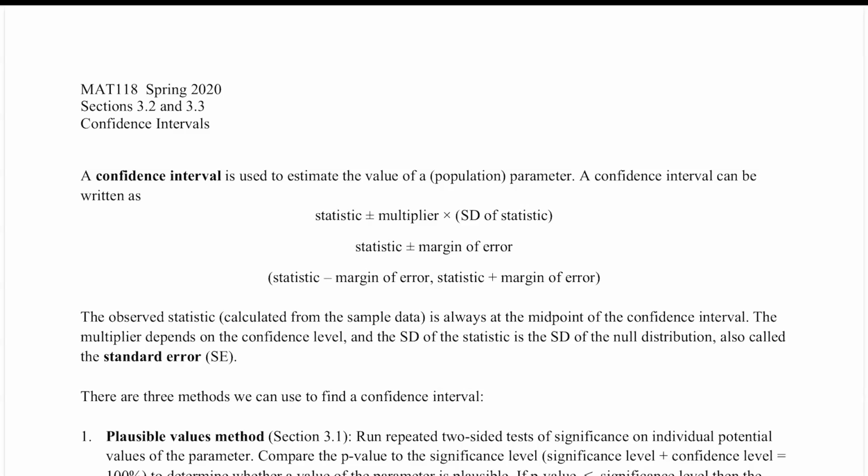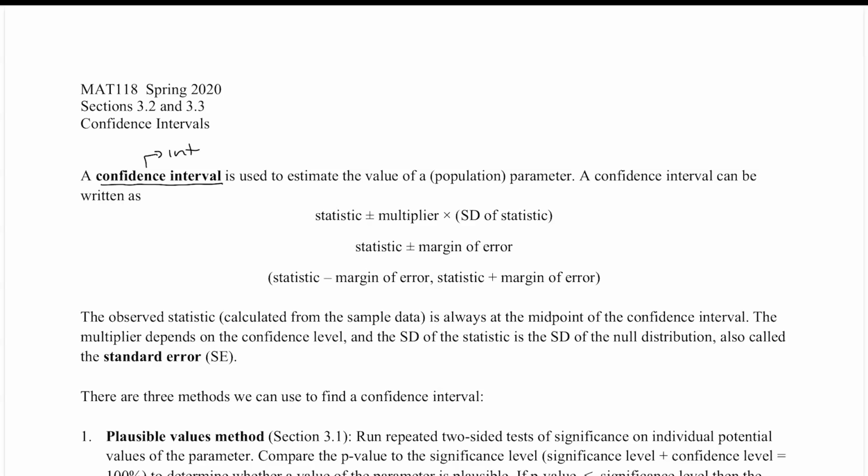Now we're going to look at two more methods for finding confidence intervals in sections 3.2 and 3.3. So a confidence interval, as we know, is a way to estimate the value of the population parameter. Remember that in general, we do not know the value of the parameter. It is unknown. And in chapters 1 and 2, we conducted hypothesis tests to gather evidence against the null hypothesis, and we determined whether the null or the alternative hypothesis was plausible.